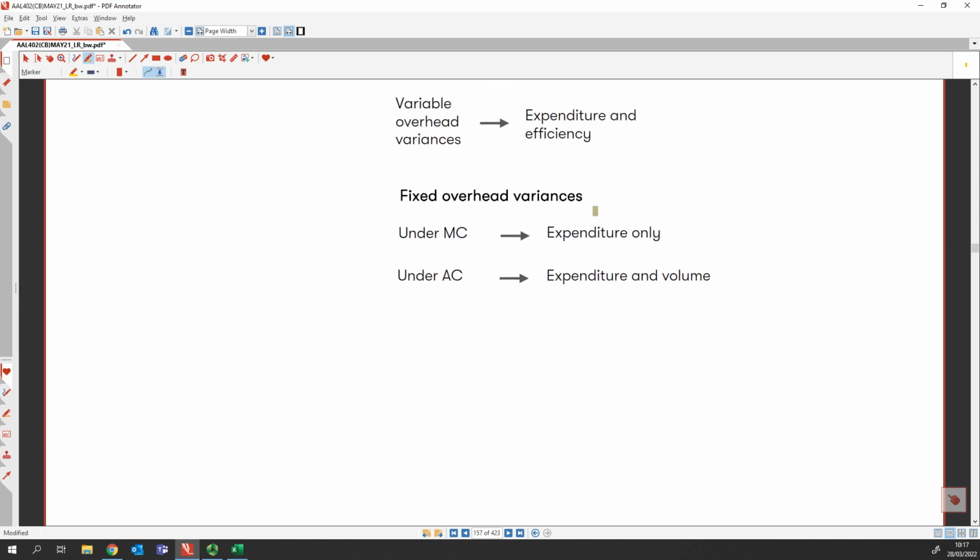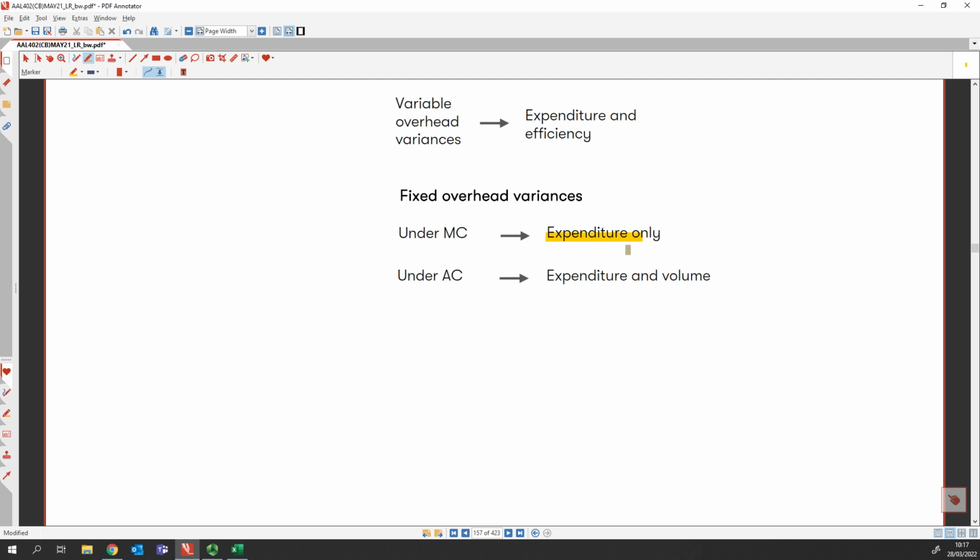All right, fixed overhead variances. So the fixed overhead variance under marginal costing is there's only one fixed overhead variance, and that's expenditure. Essentially, you're going to be asking yourself, what should we have spent on fixed overheads in the period, and what did we spend? And that's going to be the expenditure variance.